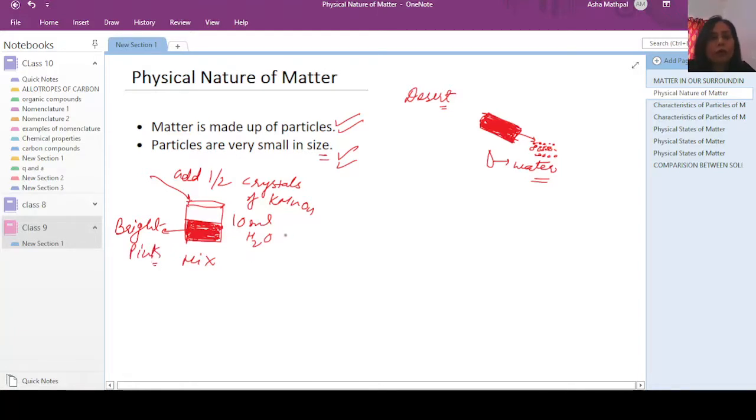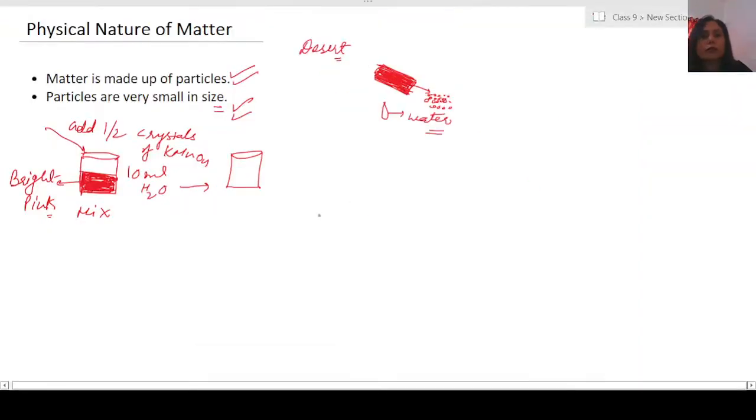Now take another beaker, in this beaker take 9 ml of water.